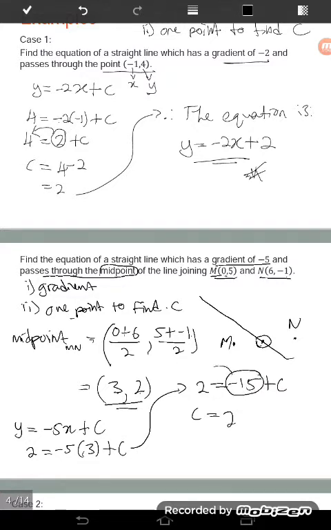Okay, so this one we bring to the left, plus 15 is equal to 17. So therefore the equation of the straight line is y equal to negative 5x plus 17.